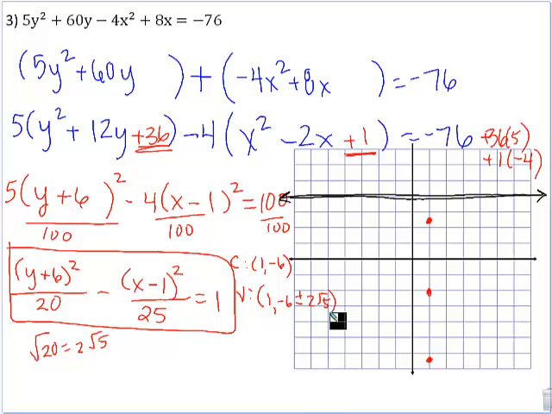Okay, so we have the center, we have the vertices. We need to now get our box so we can do our equations of asymptotes. So what's attached to the x? Here it's 25, so the square root of 25 is 5. So we'll go left 5 and right 5. And then from those 4 points, instead of drawing the ellipse, because we're doing a hyperbola, we will create a box.